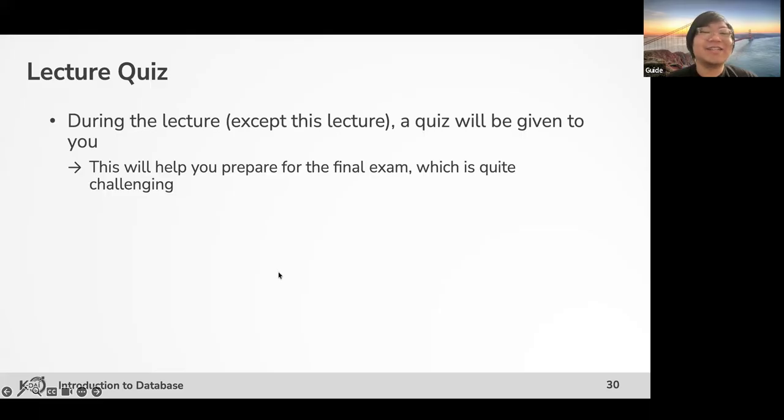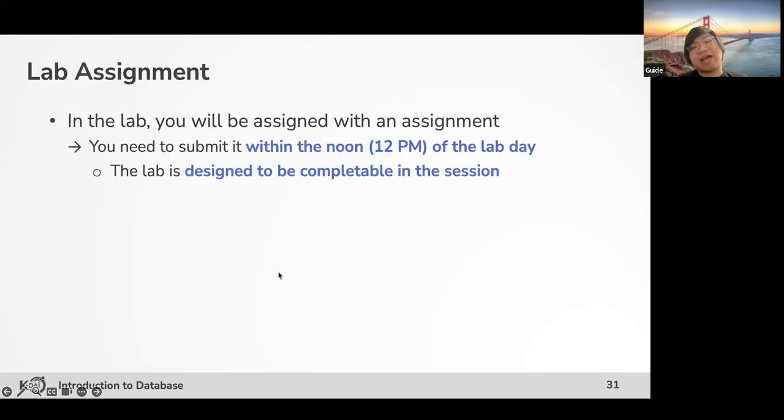Right? The lab assignment for each lab, again, we're going to give you a lab assignment and you need to complete it. Last semester, I believe that the lab was chaotic. So I would like to give a more concrete rule. You need to submit the lab by noon, 12 p.m. The lab starts at 9 a.m., right? And ends at 11 a.m. So we give you 1 hour extra to complete the lab.